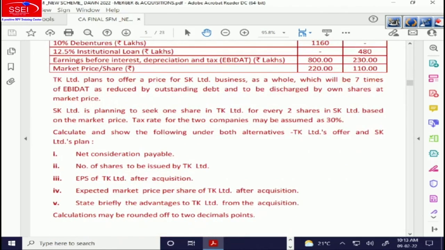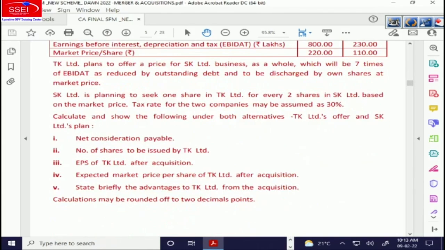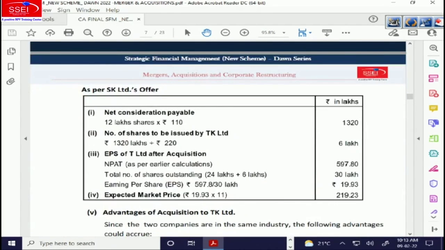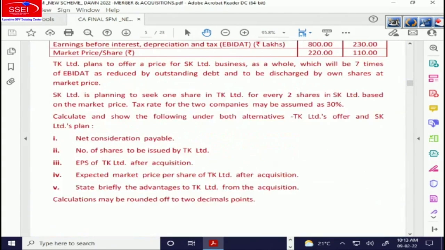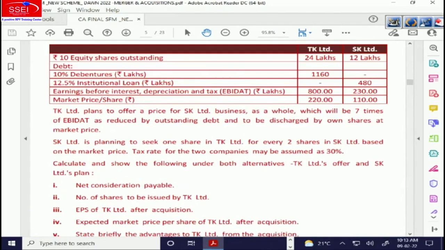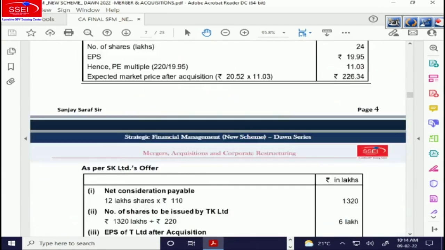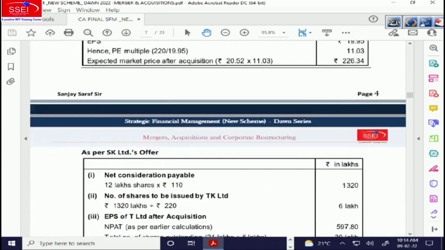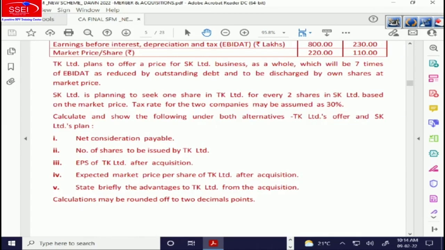So question number 1: net consideration payable is 1320 lakhs, and the number of shares to be issued is 12 lakhs into 0.5, 6 lakhs. Let's check. Yes, 1320 and 6 lakhs. Next part: what is the EPS of TK after acquisition? The combined PAT was 597.8 lakhs, divided by the combined number of shares, 30, which gives an EPS of 19.93. Then they're asking, what's the share price?